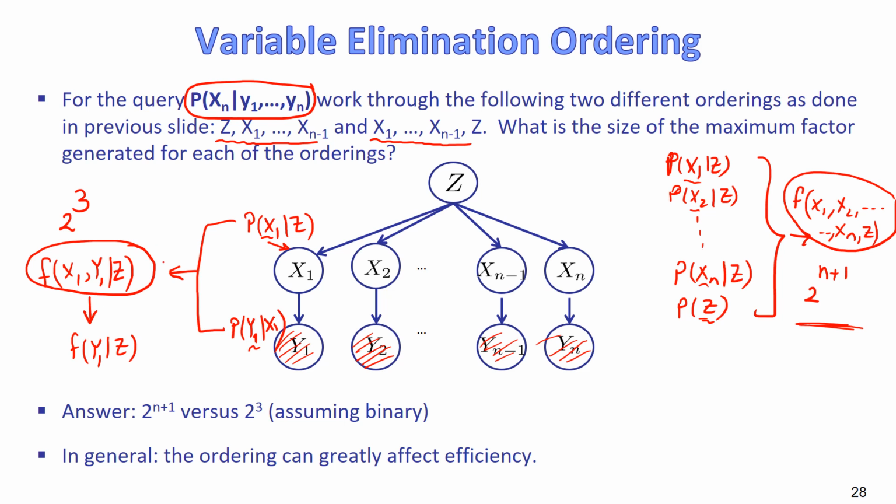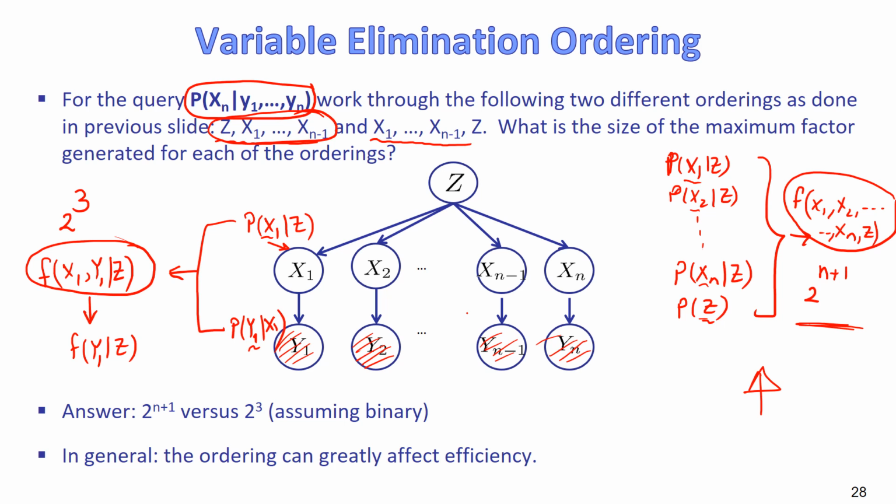Okay? And if you remember, the first order, if we continued, we would not get a factor of more than 3 dimensions. Here, the first one that we got was n plus 1. So, of course, this order, which is this one, will produce a much larger factor than the other one, which means it will be more expensive than the other one. Although, by the way, both orders will eventually give us the same values.